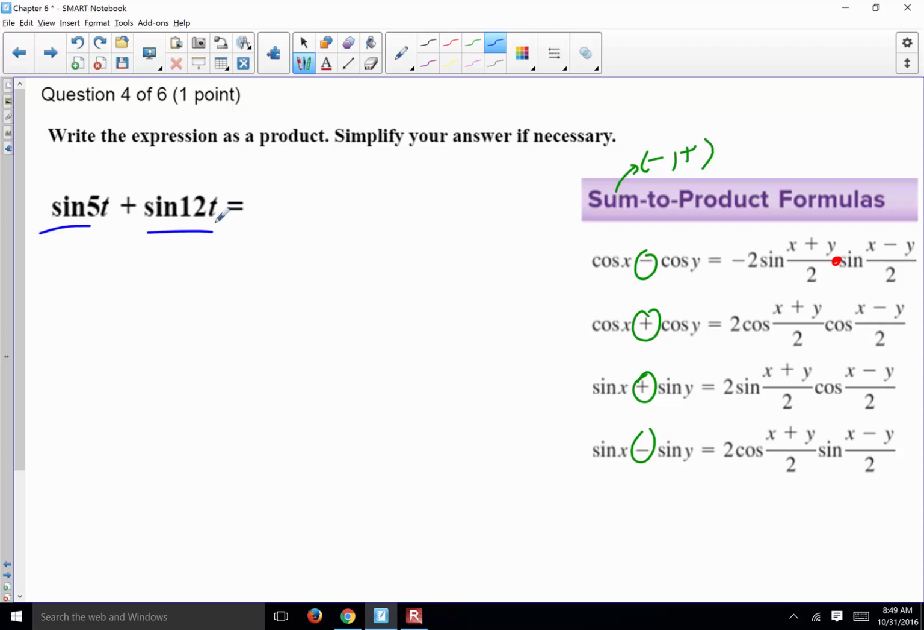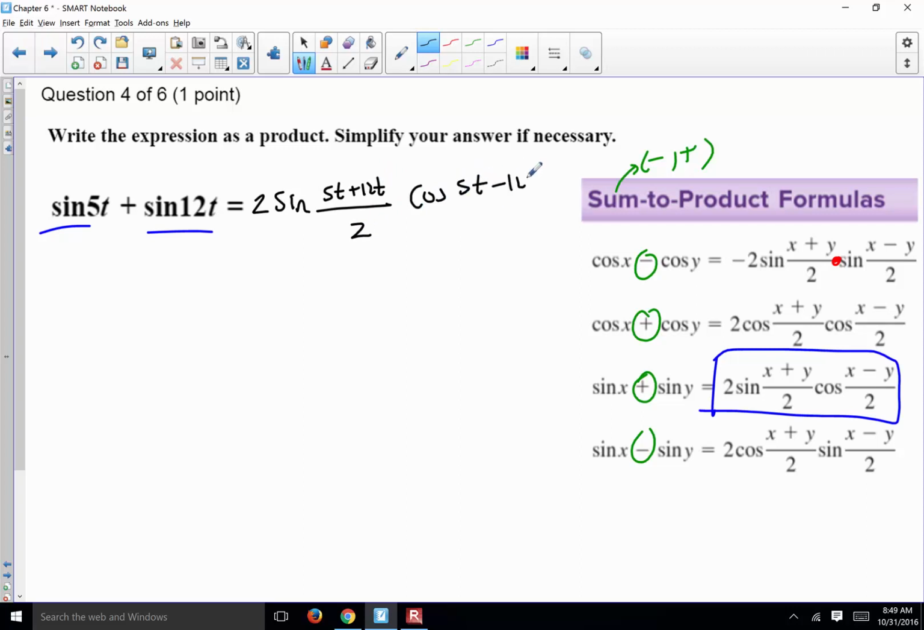This is a sine and sine couple. So for this question, I'm going to go with number 3. I will use this side right here. But instead of x, what is my x and y? 5t and 12t. Instead of y, again, x minus y, I will do 5t minus 12t. And just simplify. What is 5 plus 12? It's 17. 5 minus 12 is minus 7.